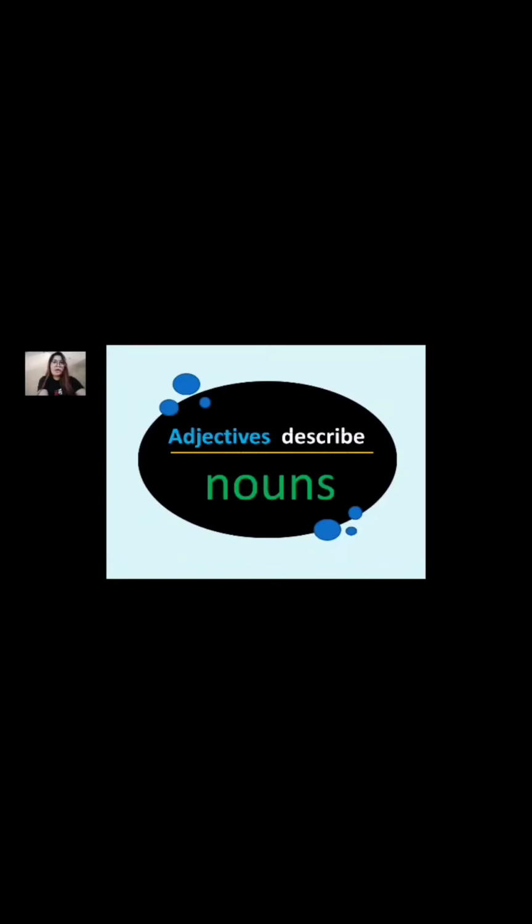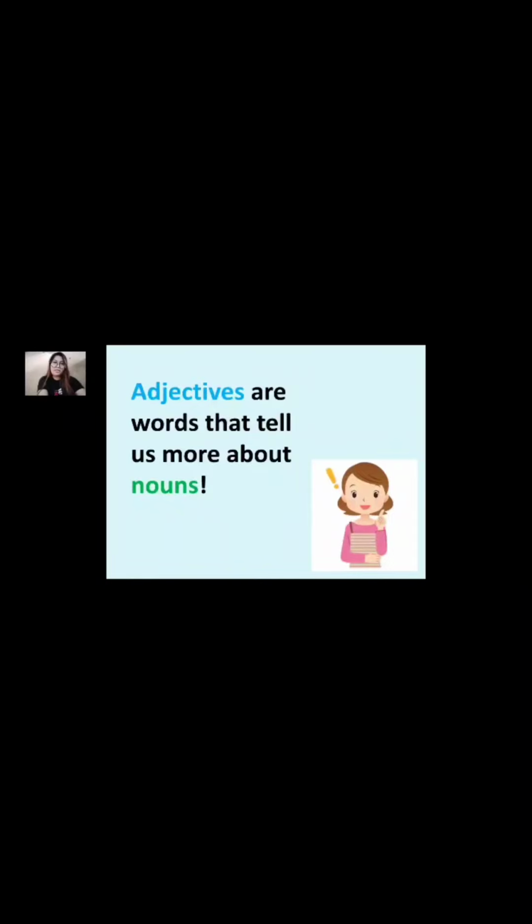So here is where adjectives come in. Adjectives describe nouns. Adjectives are words that tell us more about nouns. So, let's look at some adjectives for these nouns.